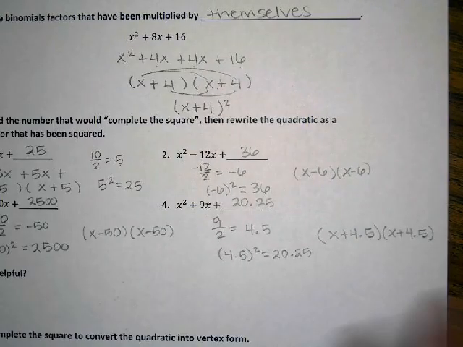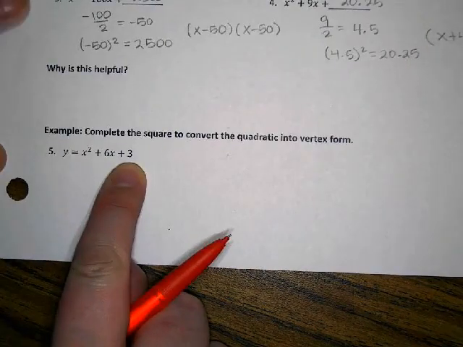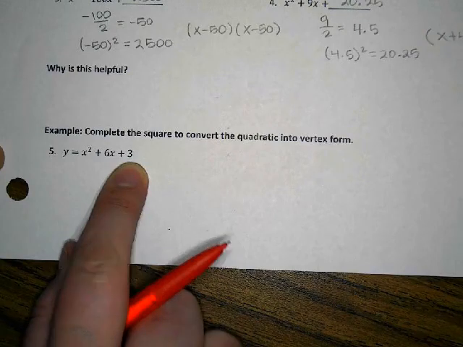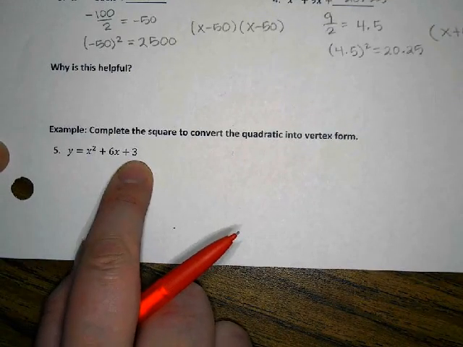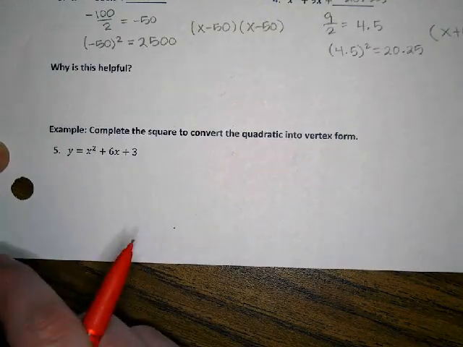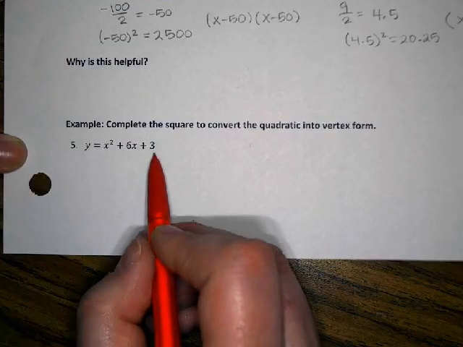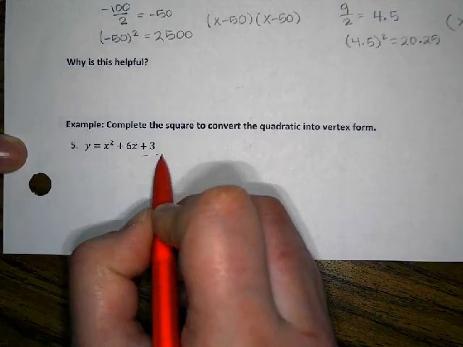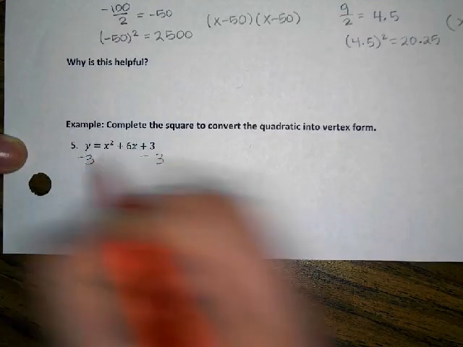Now, we're going to do problems where the number on the end is definitely not the number you want. So we're going to practice taking the number on the end and moving it over. The first thing we're going to do with these problems is take this number that we don't want and move it to the other side, because that is not the number that we wanted.